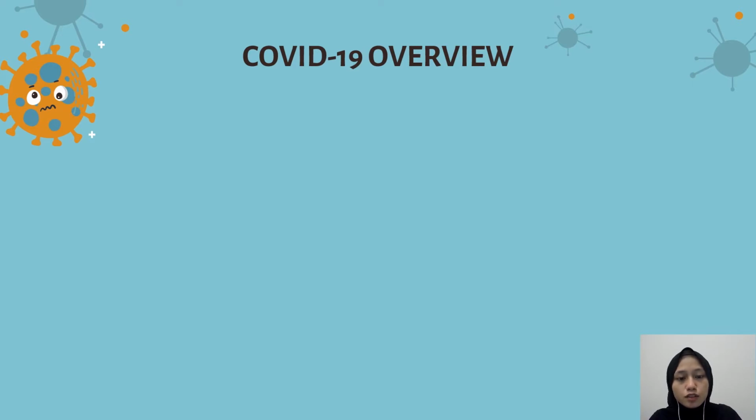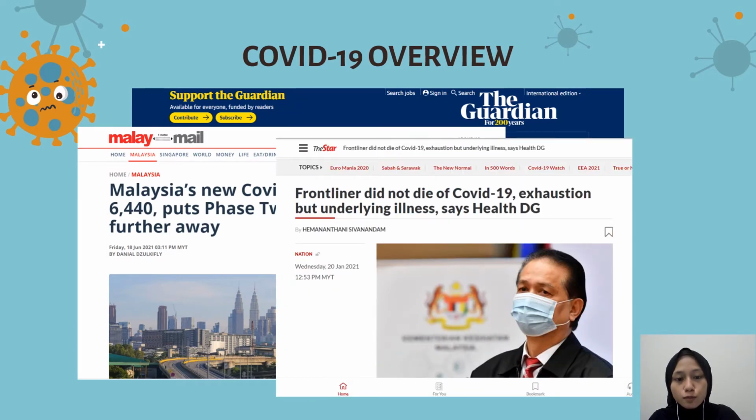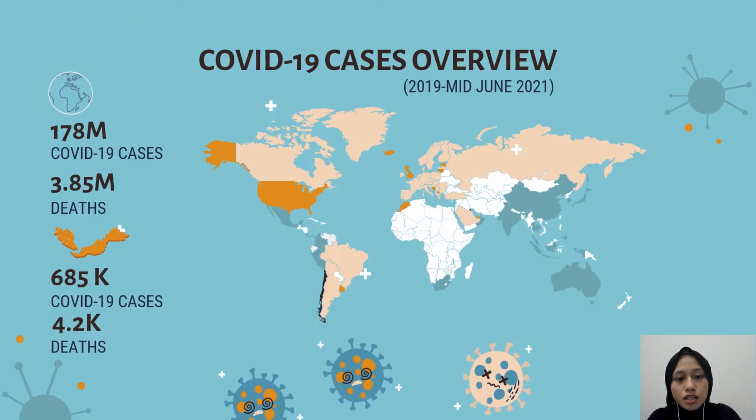Recently, a novel coronavirus disease 2019 has emerged, rapidly spreading and severely straining the capacity of the global health community. As you can see from the slide, in the mid of June 2021, a total number of 178 million COVID-19 cases with 3.85 million deaths have been reported worldwide. Moreover, in Malaysia, 685,000 COVID-19 cases with 4.2 deaths have also been recorded in the mid of June.